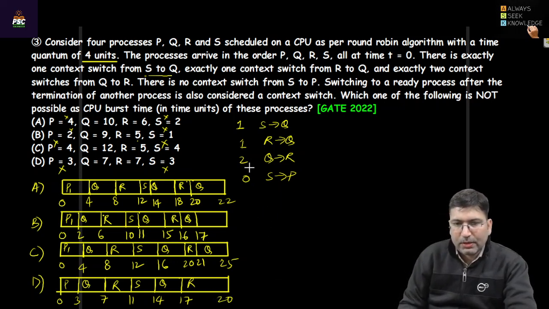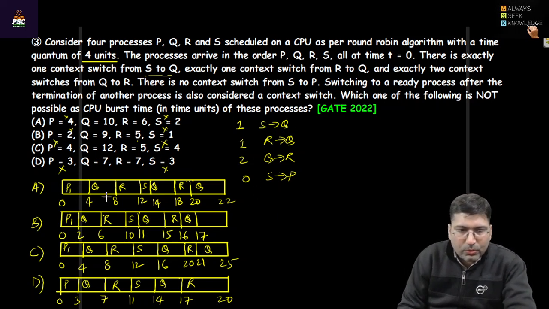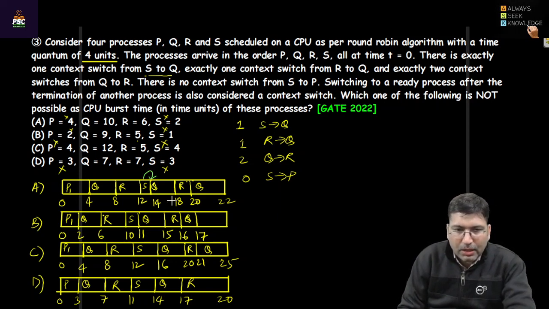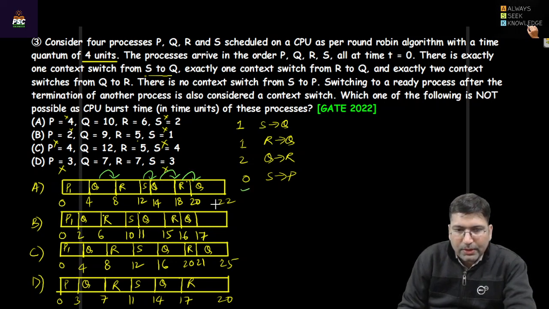The diagram is over. Now quickly check Q2S, S2Q. S2Q, there is only one context switch, so that is fine. R2Q, there is no R2Q switch in this. Q2R, there are 2, so Q2R, 1 is here, Q2R, 1 is here, so there are 2, it is fine. And S2P, there is no context switch. So A option is okay according to the given scenario.